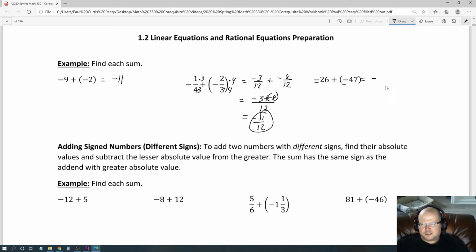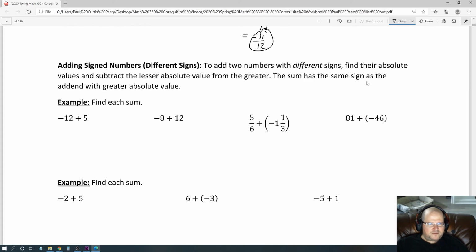So in this case, we say negative 26 plus a negative 47 is going to be a negative 73, right? But we knew without actually doing the calculation that a negative plus a negative is a negative. And that's the main point I'm trying to make here, right?